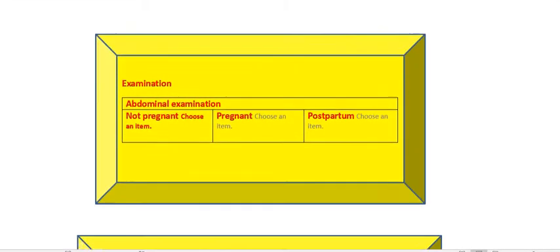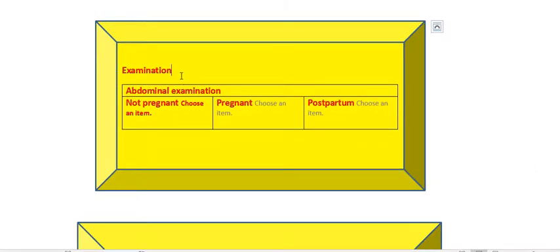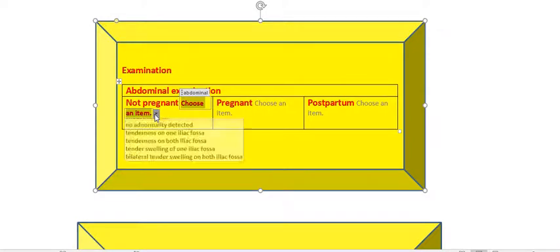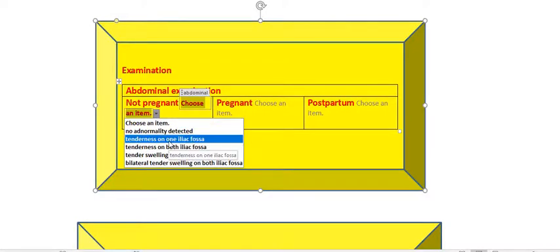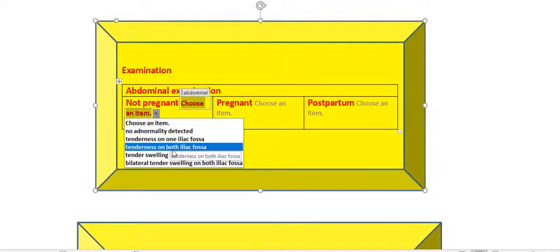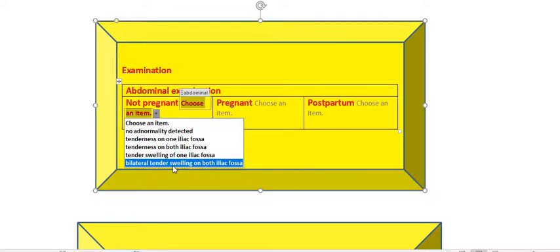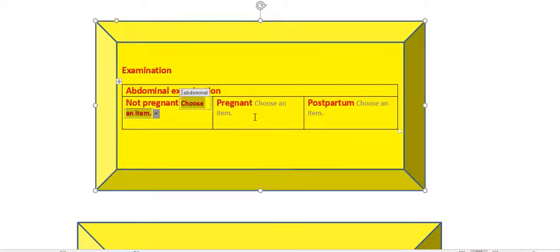We make a summary of the history and we go to examine the patient. Usually we look at the general examination of the patient, and the patient is not pregnant. We look: there's no abnormality detected in the abdomen, or tenderness on one iliac fossa, or tenderness on both iliac fossa, or tender swelling on one iliac fossa, or bilateral tender swelling on both iliac fossa.